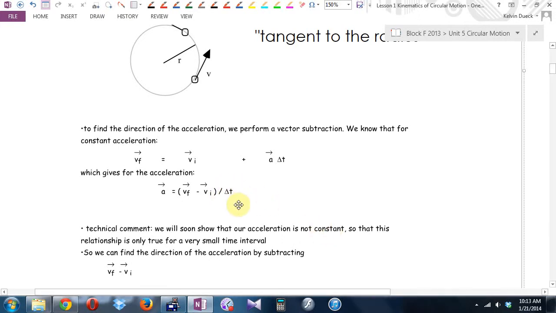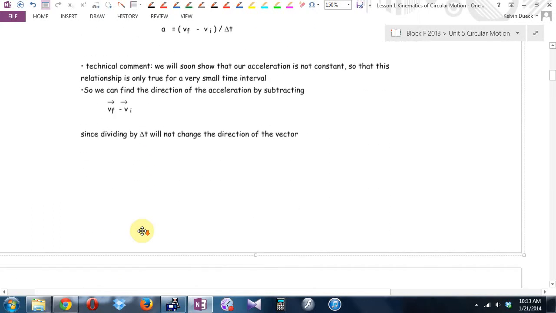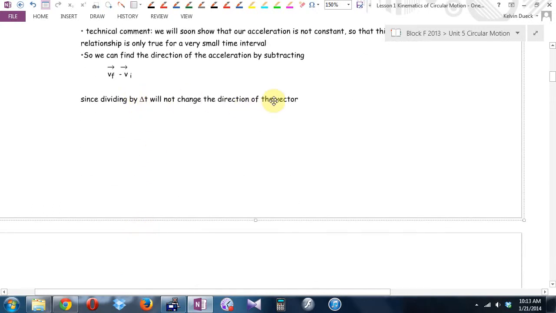Ryan, time, see it right there? Time, scalar or vector? Folks, time, scalar or vector? Scalar. So the direction for acceleration is going to come from this subtraction, not from the time. So what I'm going to do is find what the direction of Vf minus Vi is, and that should tell me the direction of the acceleration. Because dividing by delta t won't change the direction. Dividing by a scalar can't change your direction.